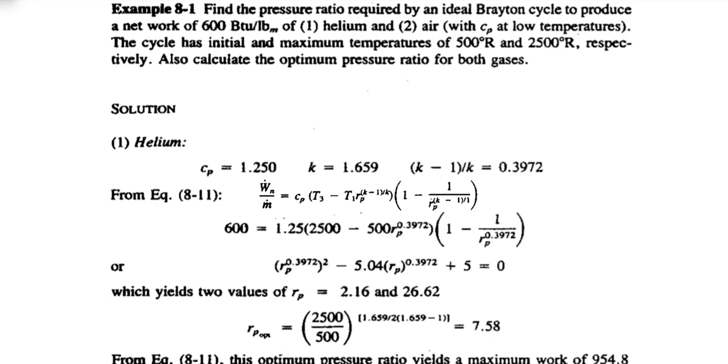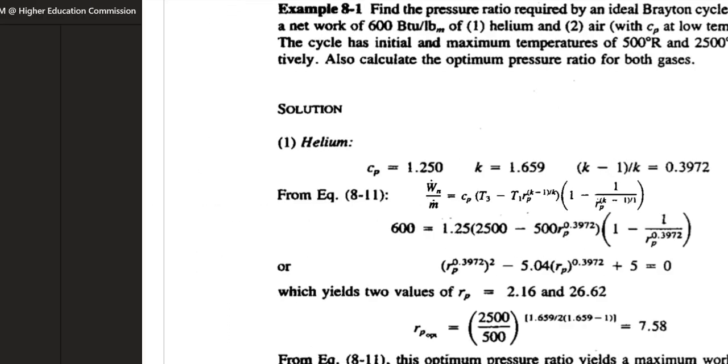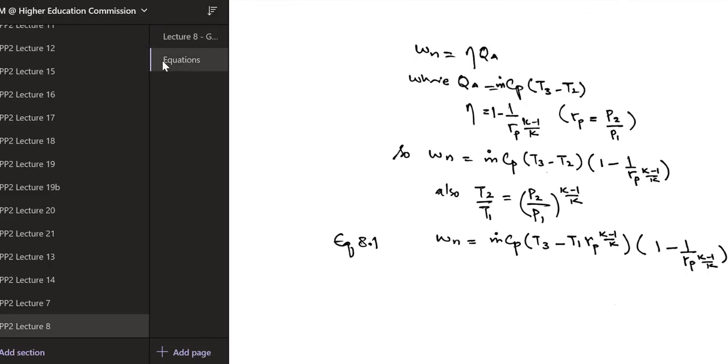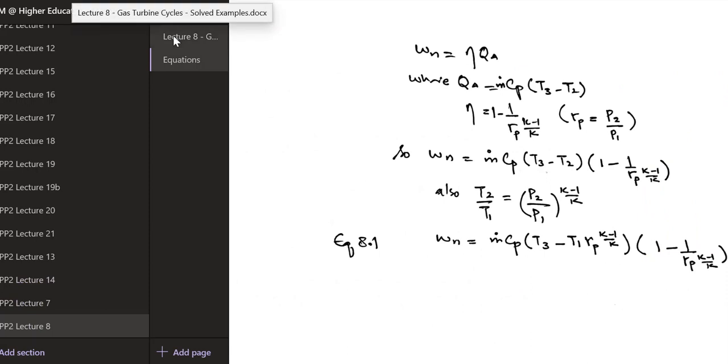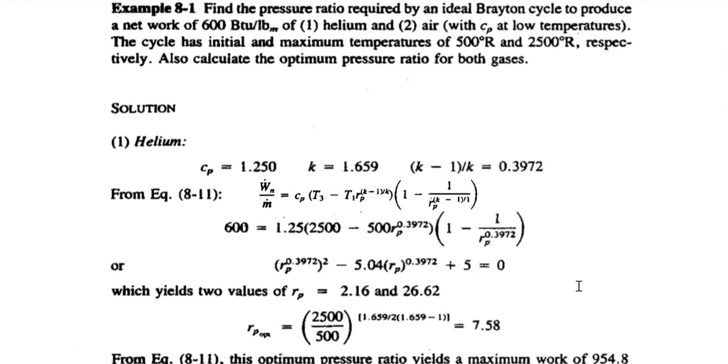The net work is equal to CP times, and if you need to solve this, it is written somewhere here. I have actually derived it using the efficiency formula, sorry, the efficiency would be equal to net work divided by the heat supply. You can solve it later on, and using this you have to derive the equation, which is equation 8.1 in your book. Going back to the question, now we have got the net work of 600 BTU per pound mass.